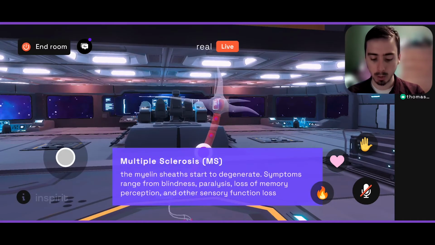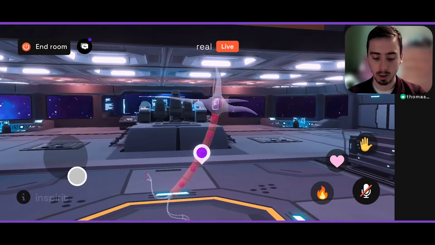The first one we're going to be going over is multiple sclerosis, commonly abbreviated as MS. And MS is when the myelin sheath that goes down the length of the axon starts to disintegrate. It starts to become damaged. And this damage messes up the nerve propagation, the nerve impulse from one neuron to the other. And this causes symptoms like blindness, paralysis, loss of memory, and other sensory loss associated with these neurons.